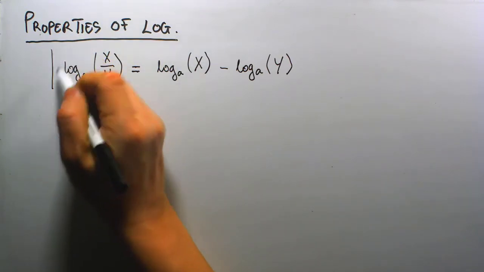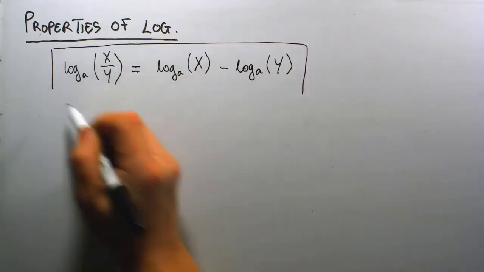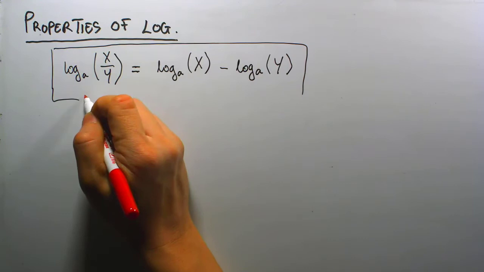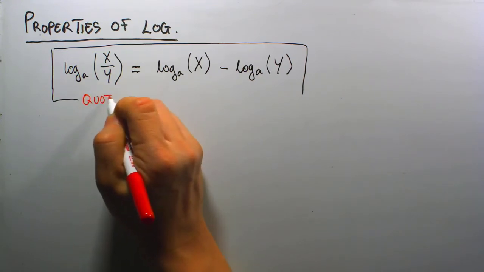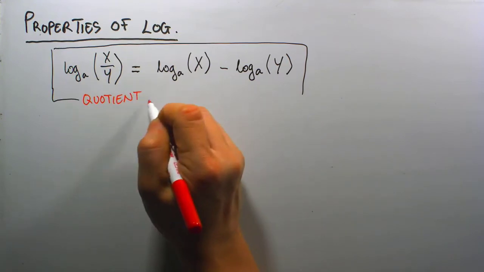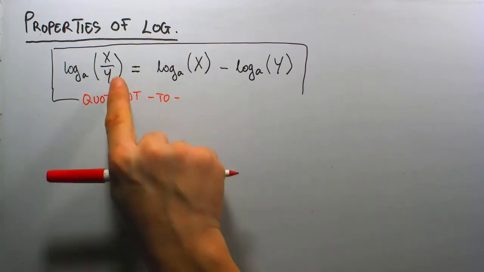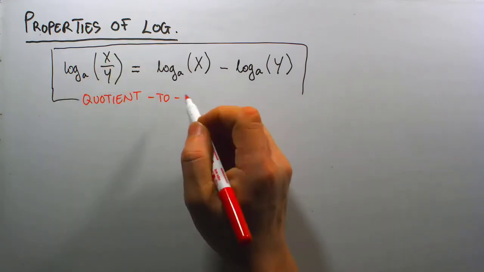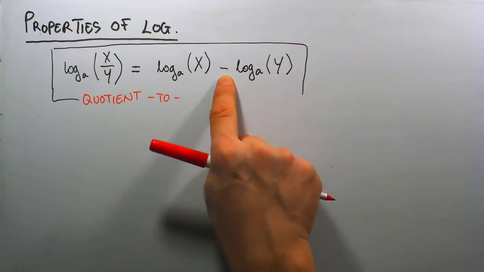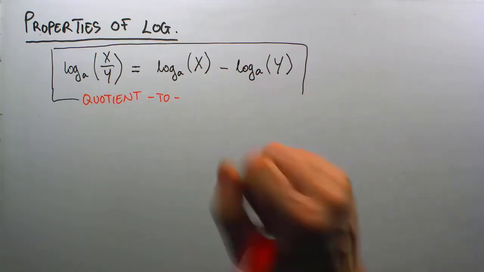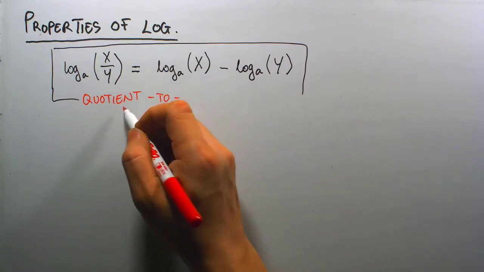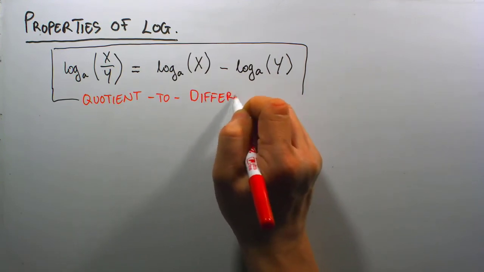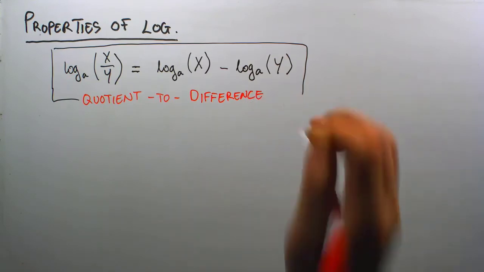This property is known as the quotient to difference rule. Quotient, because we started out with a problem taking logarithm of a quotient, but we turn that into a problem where we take the difference of two logarithms, same base. And so that's why it's called the quotient to difference rule.